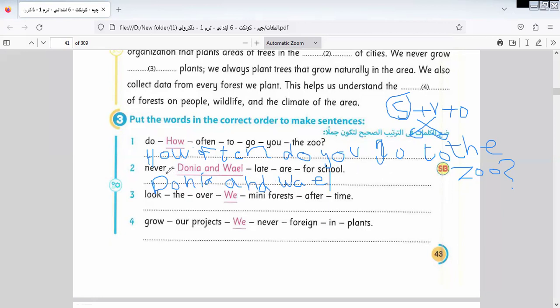Donya and Wael are never late for school. I put the full stop at the end of the sentence. Let's go to another one here.